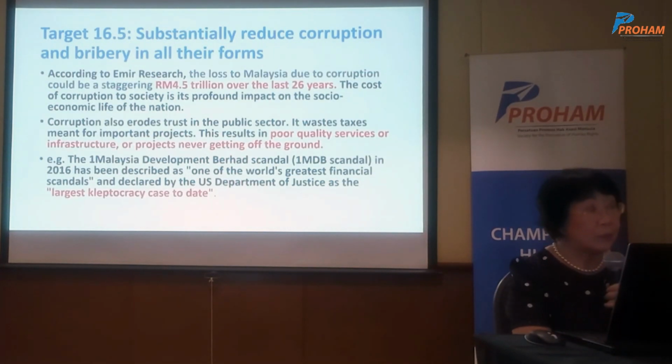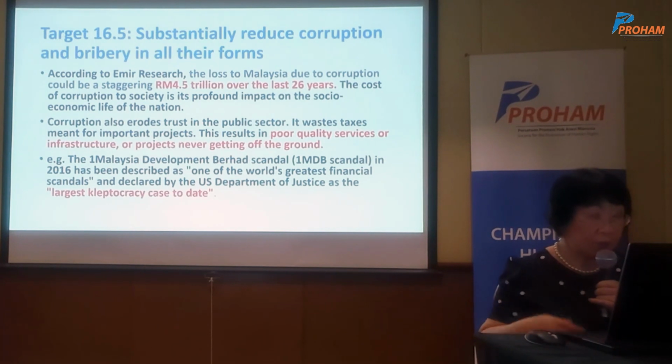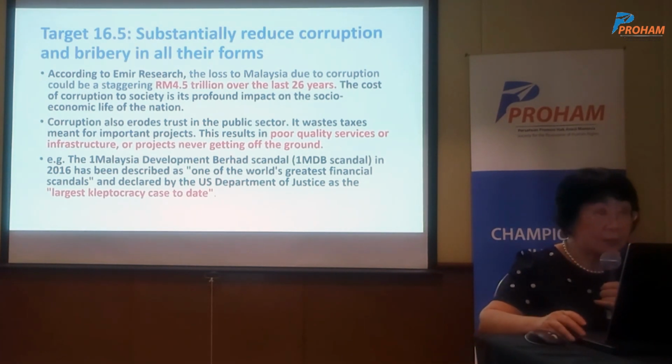And 16.5, reduce corruption and bribery. According to EMEA research, the loss to Malaysia due to corruption could be a staggering 4.5 trillion ringgit over the last 26 years. And it has profound impact on our social economic life. Corruption also erodes trust in the public sector. It wastes taxes meant for important projects. It results in poor quality services or infrastructure, or projects never getting off the ground. And our good example, of course, is the 1MDB, largest kleptocracy case to date in the world.